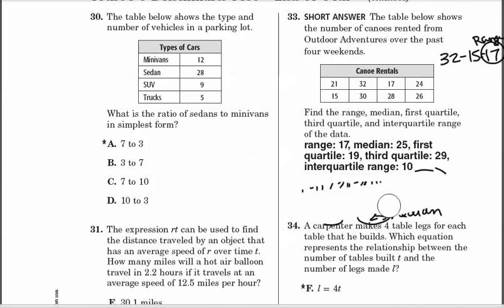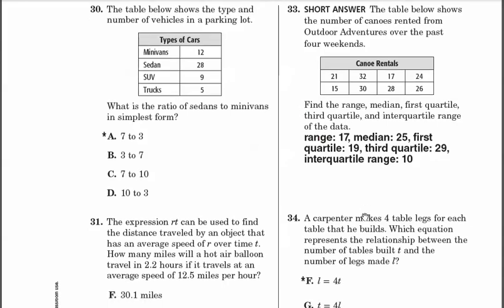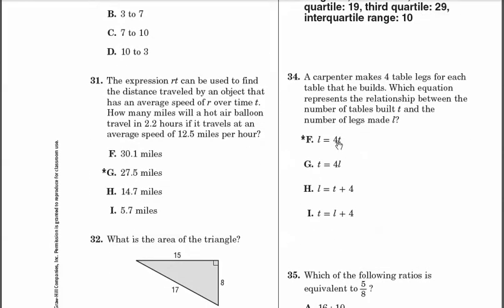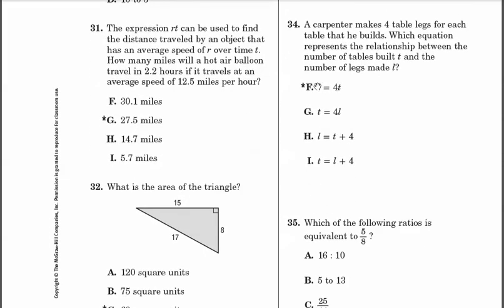Okay, the next one, a carpenter is putting 4 legs on each table. So that would mean that for each table, you have to multiply the tables by 4 to get the number of legs, for F.